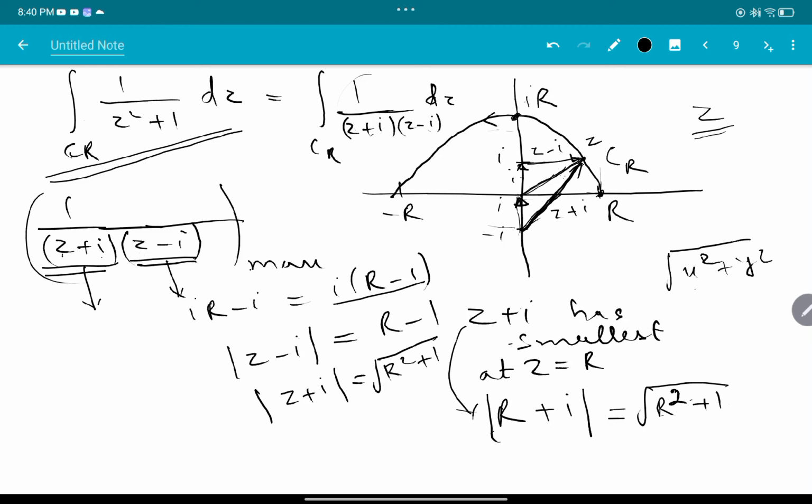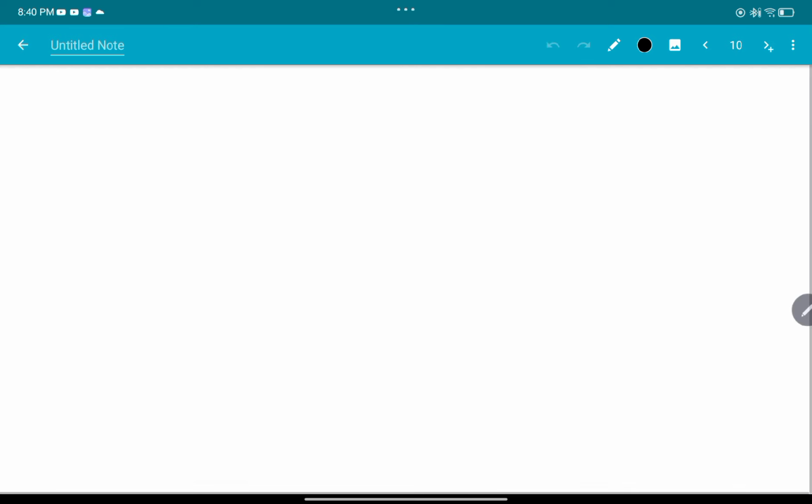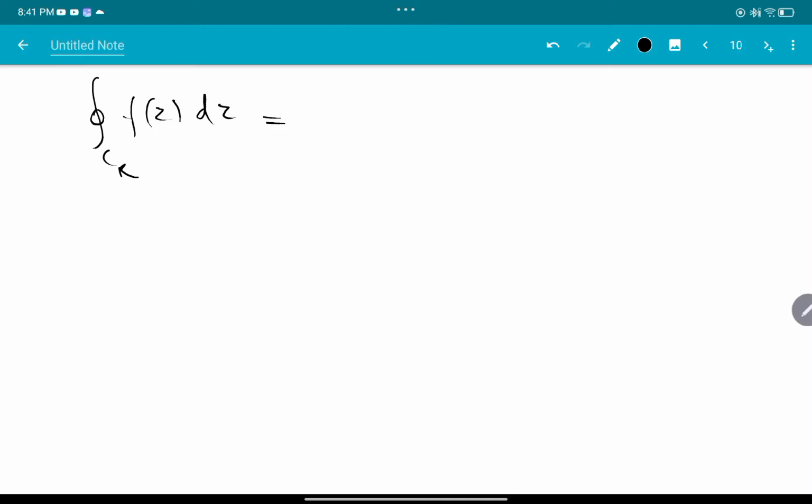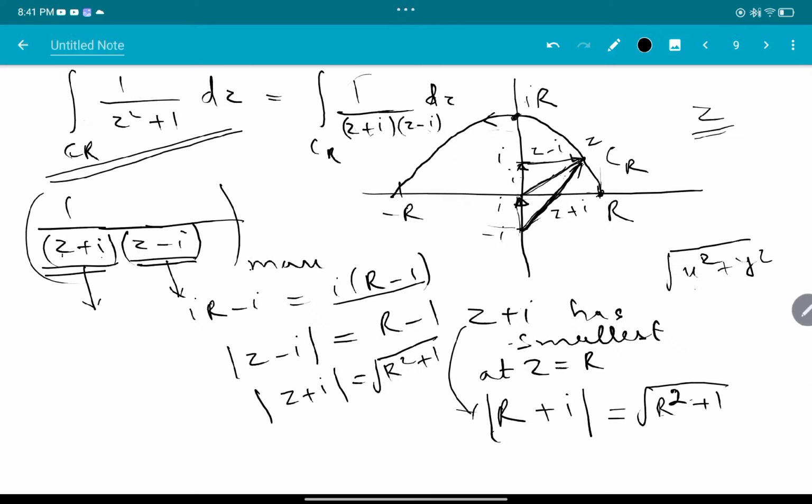Now, in order to find that maximum value of this, I go to the last step. So the integral of f(z) dz over C_R is equal to, just a minute, by this. Now, sorry, the modulus of this will be equal to this, just one minute.